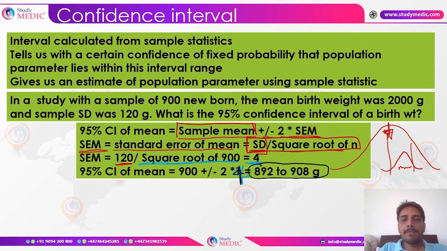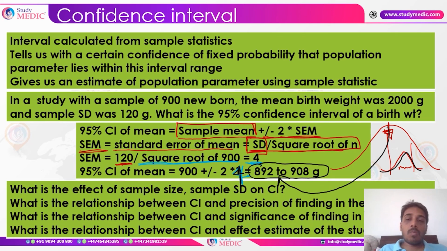What is the meaning? There is a 95% probability that the population mean of the birth weight is lying somewhere within this range. From where did it derive this confidence interval? From this sample data, summary sample statistics. So that is the confidence interval.